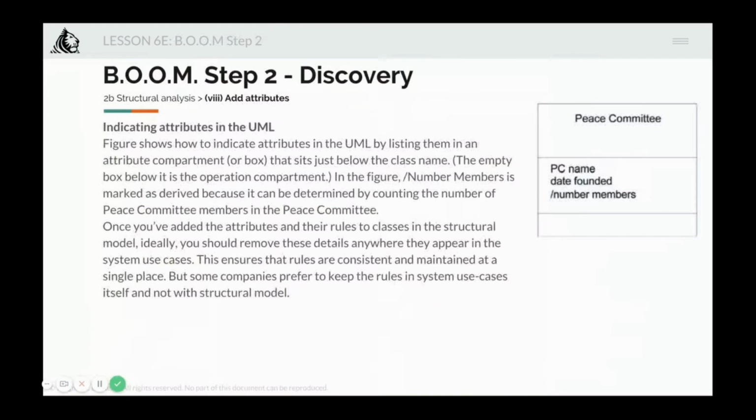Okay, once you've added the attributes and their rules to classes in the structural model, ideally you should remove these details anywhere they appear in the system use cases, so that there's consistency in a single place. There's a single source of truth. But there are some companies who prefer to keep the rules in system use cases itself and not with the structural model. You have to take that pick. I recommend to keep it with the structural model itself.